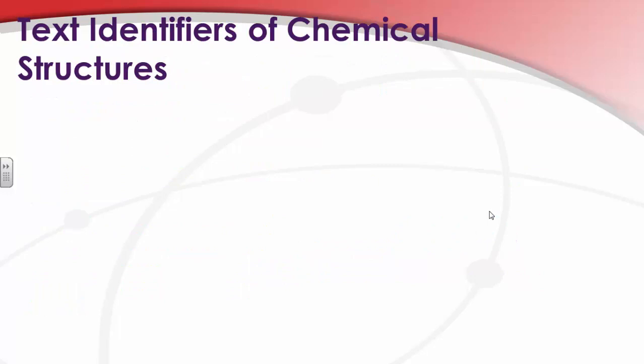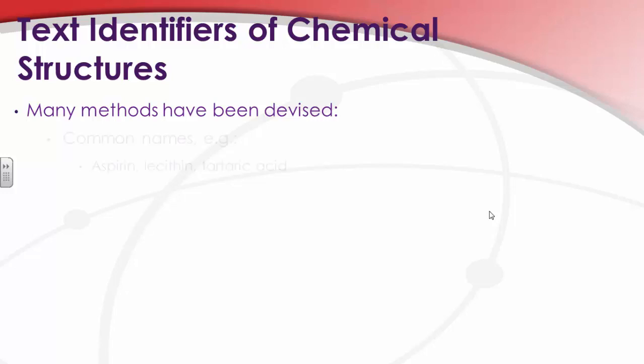Okay, we're back. Let's talk about text identifiers. There are a whole bunch of different methods that have been devised for different applications. The first arose out of necessity thousands of years ago. People wanted to talk about given compounds, and they had no idea what the 3-dimensional structure was, or even the 2-dimensional structure. They weren't even certain that atoms existed. So these compounds had common names, like aspirin or lecithin or tartaric acid.